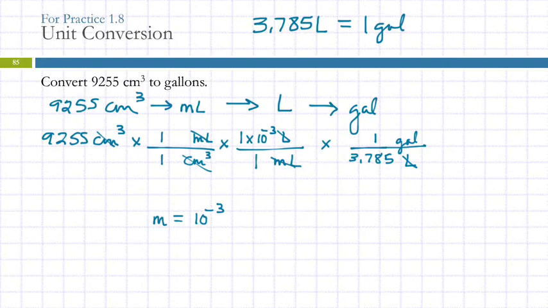Okay, so then we have to do this on our calculators. So 9255 times 1 divided by 1. Now how do I put this into my calculator? You should use the EE or the EXP button. There's a scientific notation button on your calculator. If you're not sure about this, come talk to me later, because this is important. It'll mess you up if you're using the wrong button. So I'm going to go times 1 EE negative 3, and then I multiply by 1 and divide by 3.785.